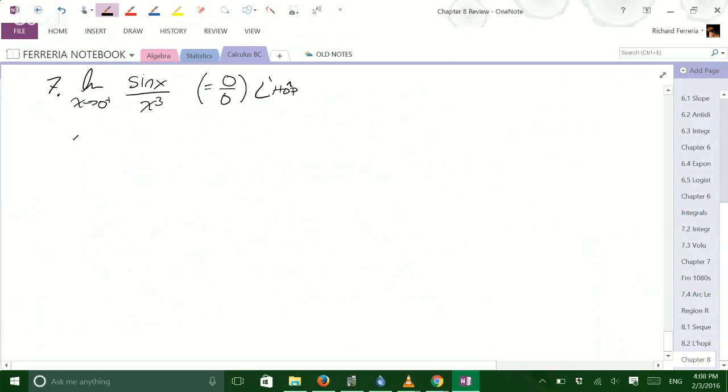So let's use L'Hopital's rule. We're going to take a limit as x approaches 0 from the right. The derivative of sine x is cosine x. The derivative of x cubed is 3x squared. And now we're going to see if we can substitute again.